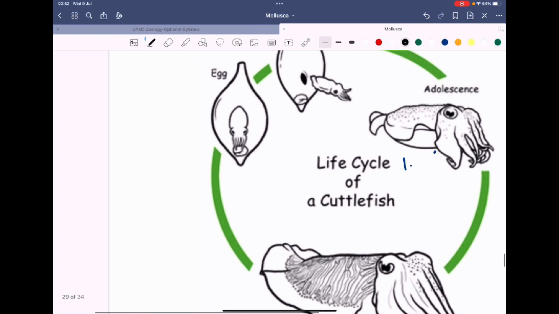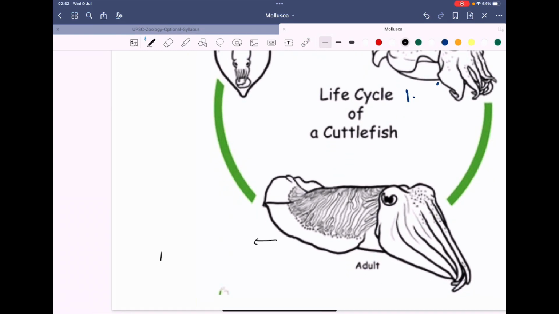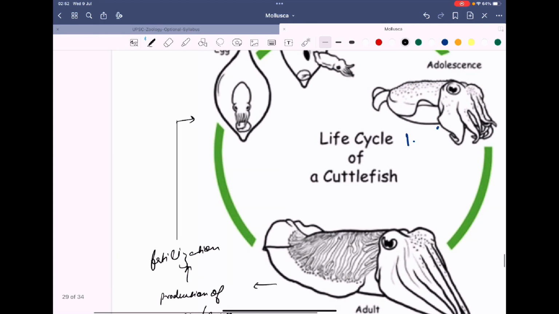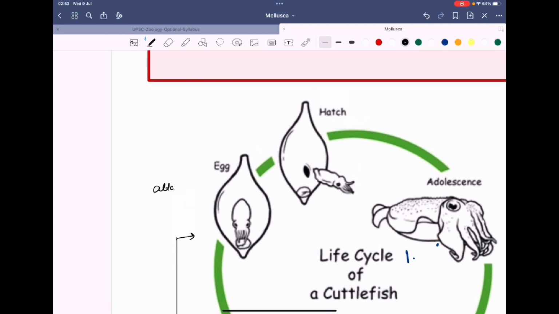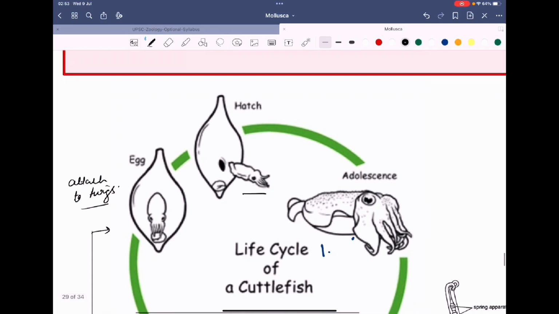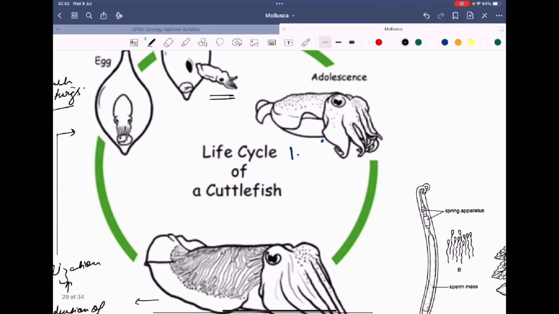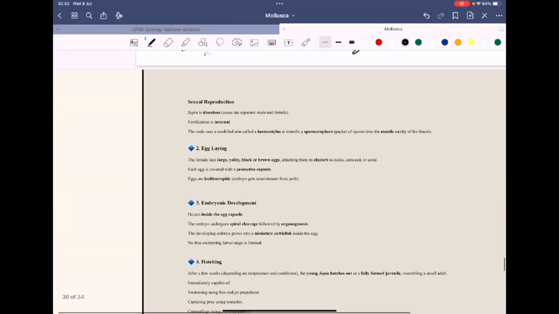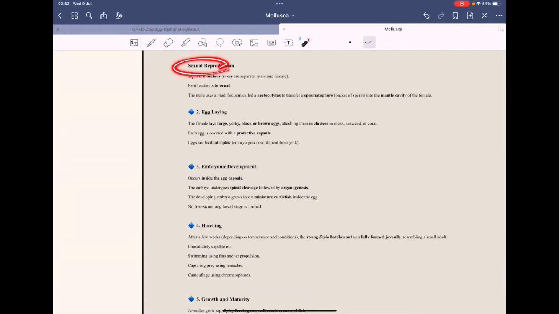So after the production of the egg and sperm, they will undergo fertilization. After the fertilization, they will produce these eggs. These eggs will attach to the twigs, and inside the eggs they will hatch, and they will produce the juvenile cuttlefish, and slowly they will grow into adolescents. So the reproduction is sexual reproduction.